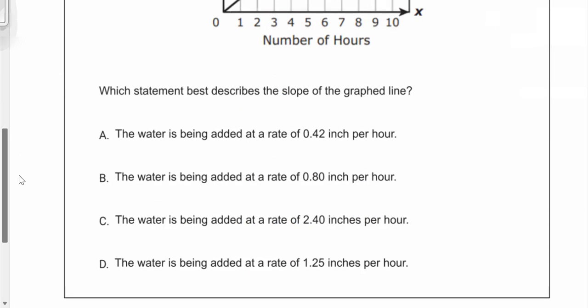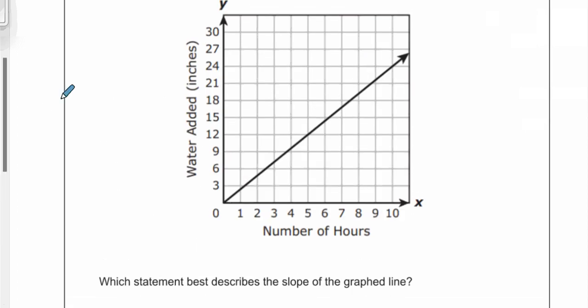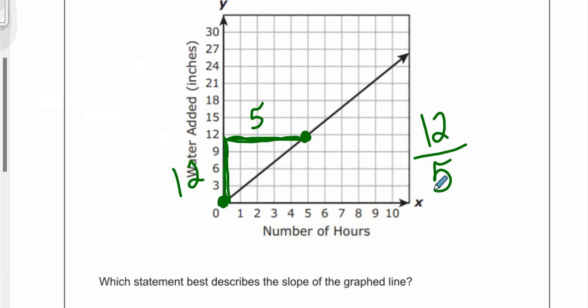Which statement best describes the slope of the graphed line? So I'm going to start here at 0, 0, and I'm going to find another point. The first good point I find is right here, going from 0 all the way up to 12. So I have a change in y of 12, and a change in x of 5. 12 over 5 should be my slope.